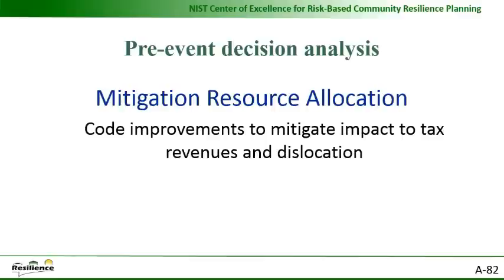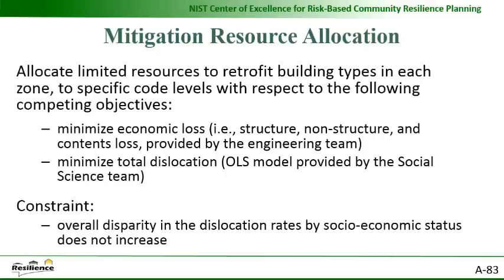And this decision analysis basically involves mitigation resource allocation. How do you best spend the resources available to you to take actions prior to the event to minimize its impact? And the mitigation example that I'm going to present involves code improvements to mitigate impact, both to tax revenues and to dislocation. And so the specific problem that we're looking at is we want to allocate limited resources to retrofit building types in various zones to specific code levels.